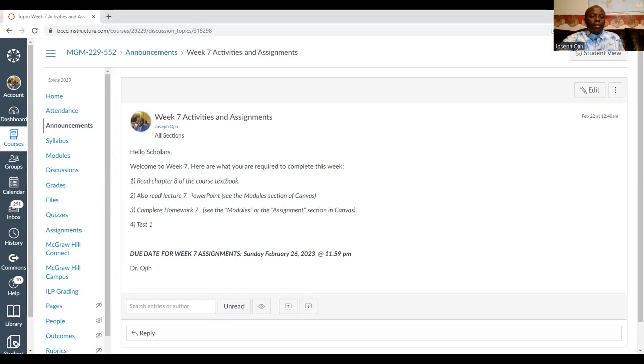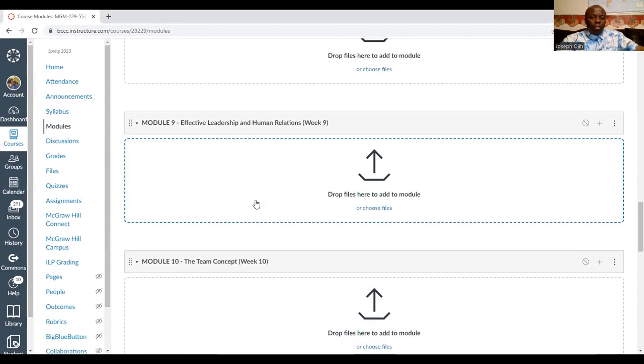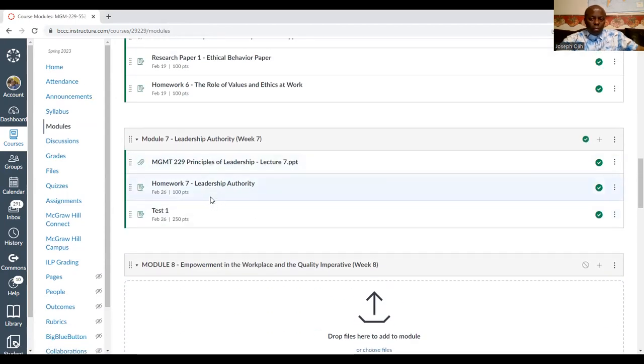So for the assignment, it is homework 7 and test 1. Both are ready for you. You can complete them in Connect, but you can access them through modules. You go to modules. This is the week 7 module. Scroll down to week 7. You can see all of them here: the PowerPoint presentation, homework 7 and test 1. They're all due on Sunday.